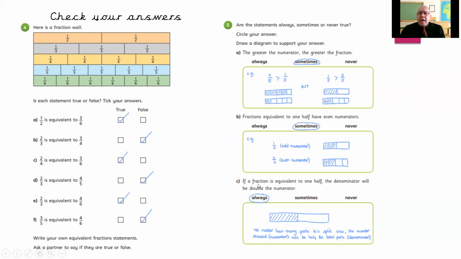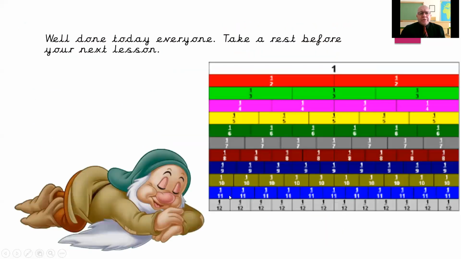And then finally, if a fraction is equivalent to 1/2, the denominator will be double the numerator. Absolutely, that is true. So 1/2, 2 is double 1. 2/4, 4 is double 2. 3/6, 6 is double 3. 14/28, 28 is double 14. In each case, these fractions are equivalent to a half. So that is absolutely always true.